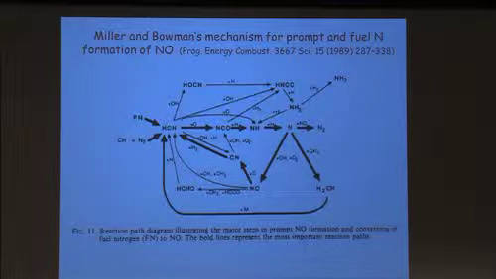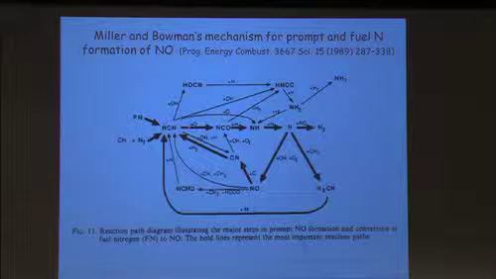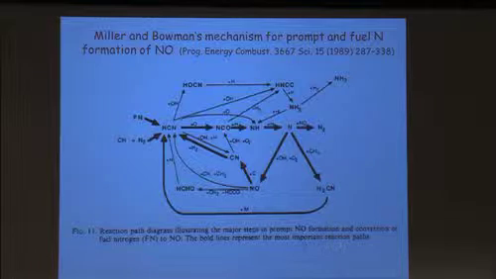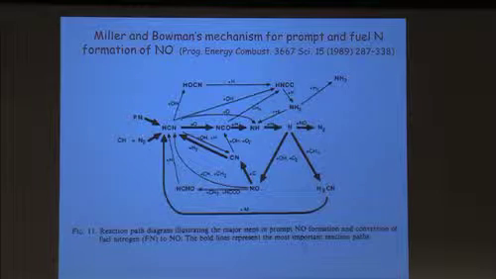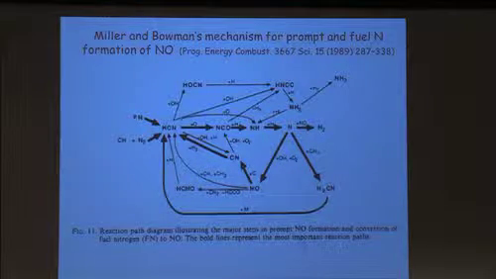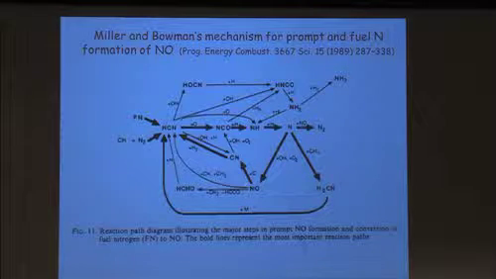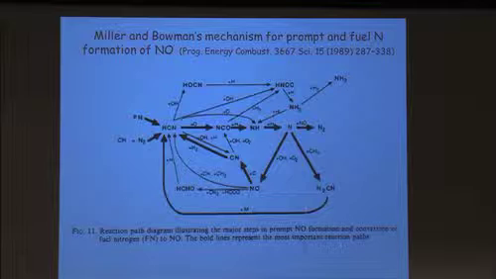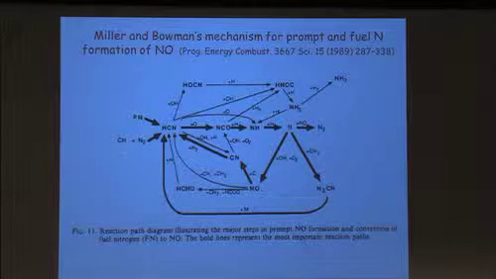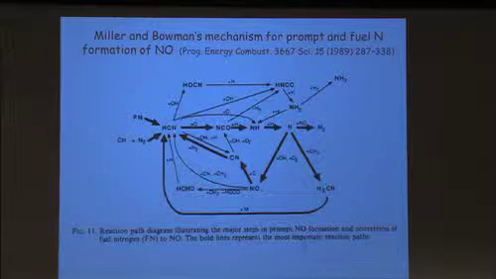This is taken from that paper by Miller and Bowman and shows how this reaction, CH plus N2, leading to HCN, can then lead to NO formation. HCN reacts with O to form NCO, NCO reacts with H to form NH, and that reacts with H to form N, which can then react with OH to form NO down here. Or alternatively, it can react with NO to form N2 plus O. So complicated mechanisms, but key to it was this initial reaction here, CH plus N2 forming HCN.